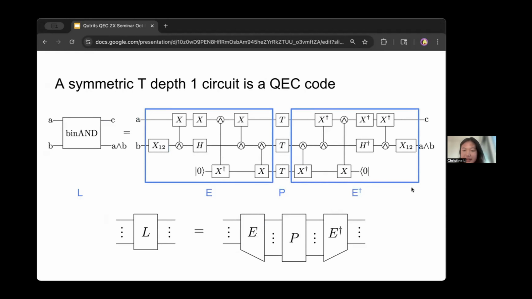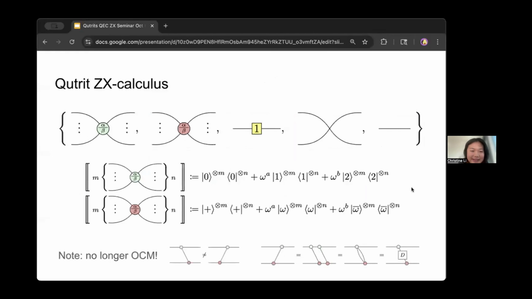Taking the same idea of looking at the first half as an encoder, we have the 3 T gates as the physical, transversal implementation. And then we can figure out what this code is. This part will use more qutrit ZX calculus, so I'll take a second to give a quick intro in case people are not familiar.